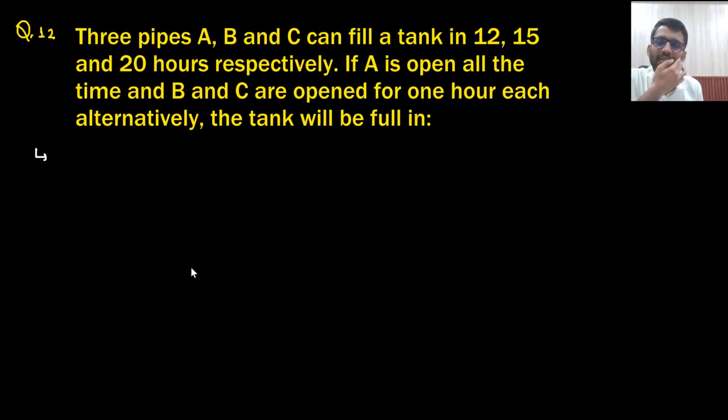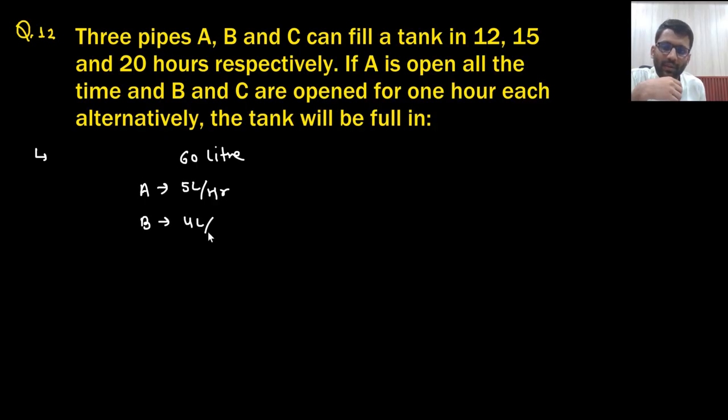3 pipes A, B, C can fill the tank in 12, 15 and 20 hours respectively. A is open for all the time and B and C are open for 1 hour each alternatively. Then the tank will be filled. So 12, 15 and 20. 60, again 60 liter I can take. So A can fill 5 liter per hour. And B can fill 4 liter per hour. And C can fill 3 liter per hour.